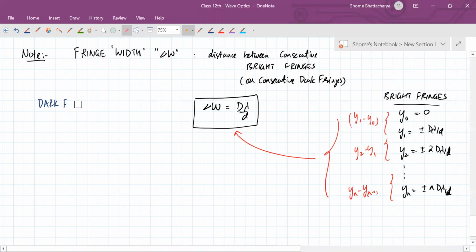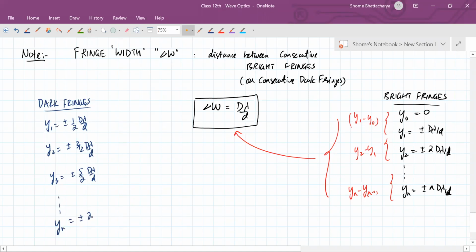On the other hand, we can also talk about the dark fringes, and we'll see any two consecutive dark fringes are also located at that same distance from each other. First dark fringe is at half of d lambda by 2. Second order dark fringes are at plus minus 3 by 2, plus minus 5 by 2. So nth order dark fringe is at plus minus 2n minus 1, like this. Again you can see that this is all equal to this one.